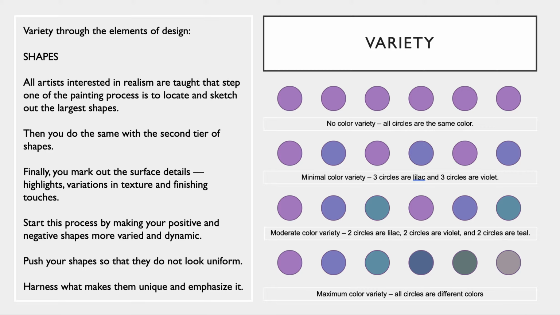3 of the circles are lilac and 3 of the circles are violet. Okay, lilac rather than lavender. That's more appropriate. So we alternate. So we have minimal variety with color. We're alternating. Now we're going to introduce another color. 2 circles are lilac, 2 are violet, and 2 are teal. Right? So we've added a moderate amount of variety.